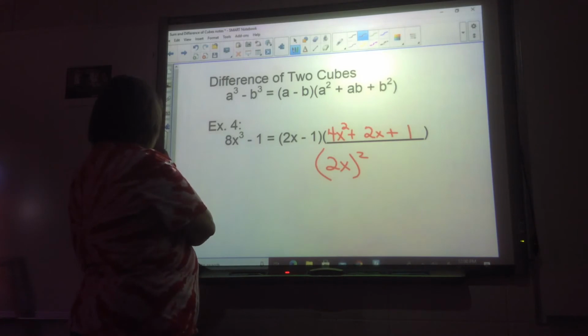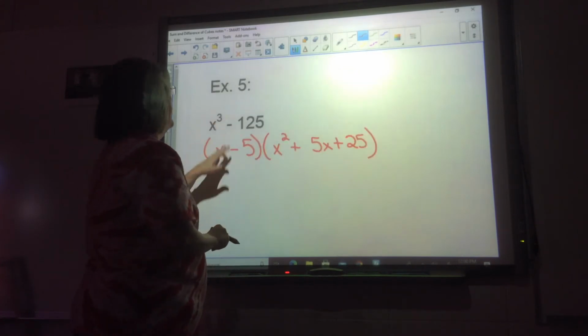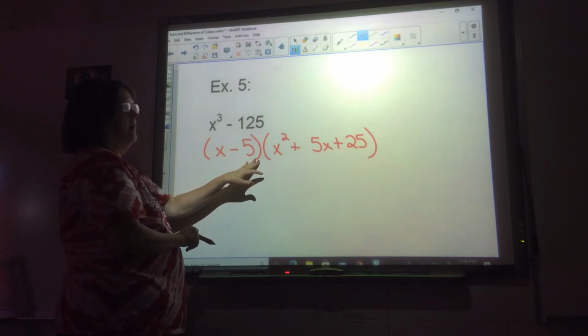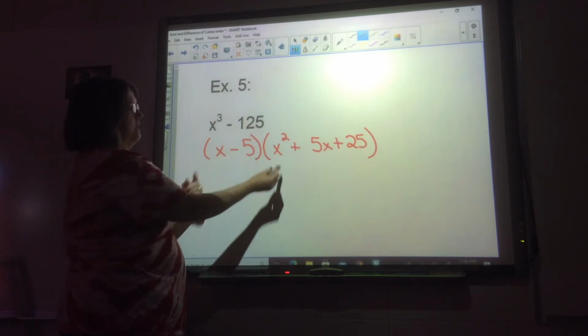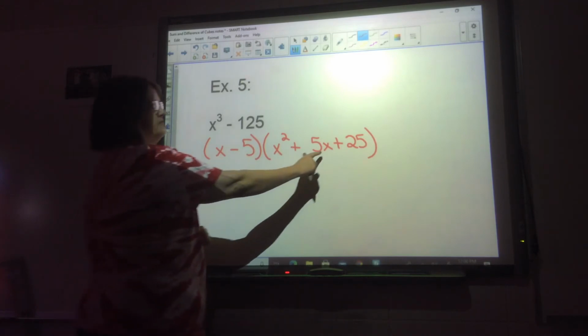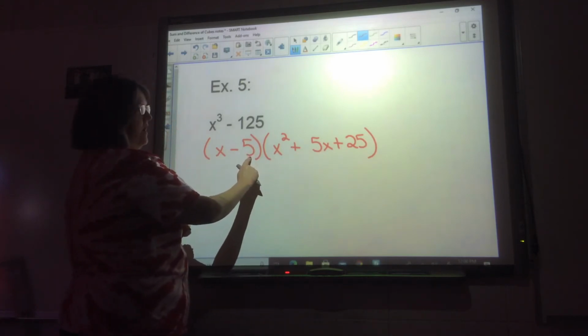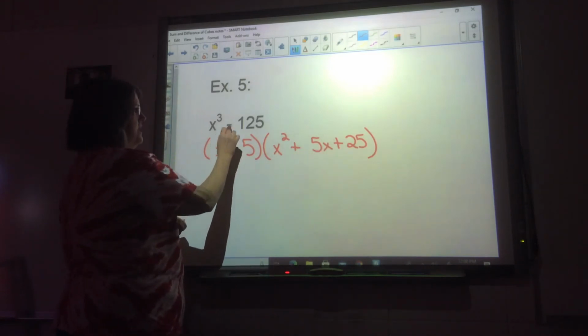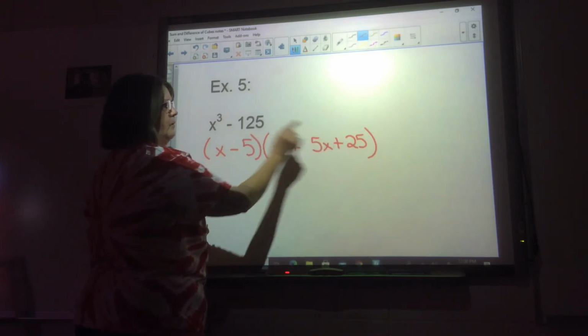Same procedure, same process. Cube root x cubed, that gives me x. Cube root 125, that gives me 5. Then I take this term and square it, that gives me x squared. I multiply the two, that gives me 5x. I take 5 and square it, that gives me 25. Then I go same sign, opposite sign, always plus.